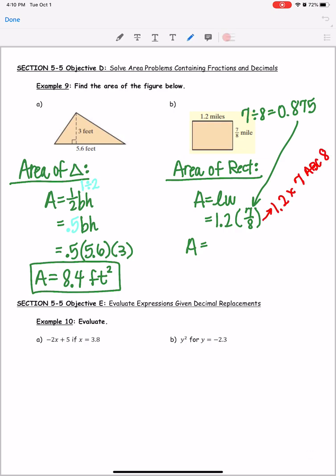Either way, if you put this in as a fraction or a decimal, you're going to get the exact same answer. And my area here is going to be 1.05. So then we need units. My units are miles, and because it is area, we're going to square that.